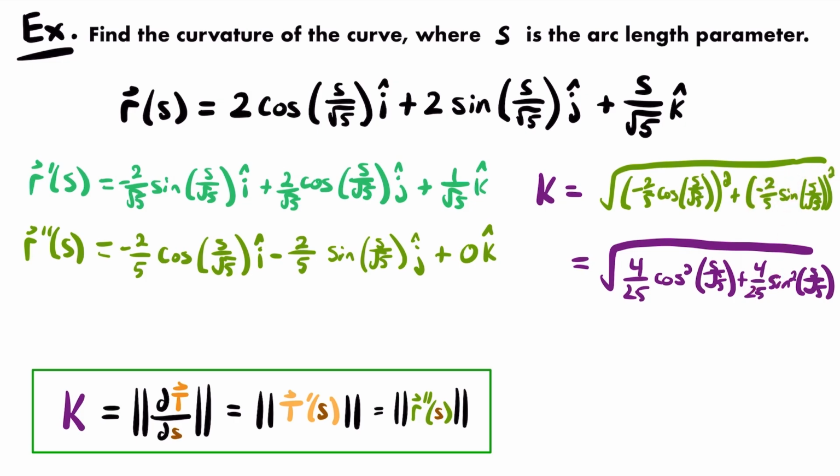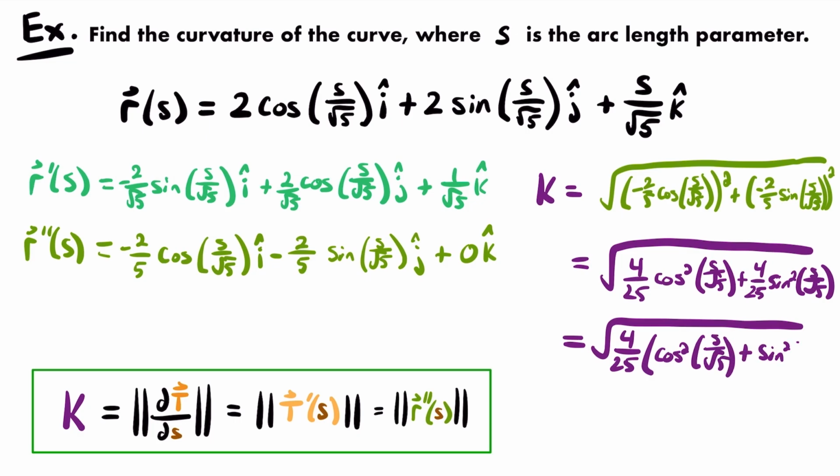Now, to simplify, you want to pull out that common factor of 4/25. And so if we do that, you get the square root of 4/25 times cosine squared of s divided by the square root of 5 plus sine squared of s divided by the square root of 5. Now here's why that was important to do. What we have here is an expression that is equal to 1. All right, remember the Pythagorean identity for sine and cosine. Cosine squared of an angle plus sine squared of that same angle is equal to 1.